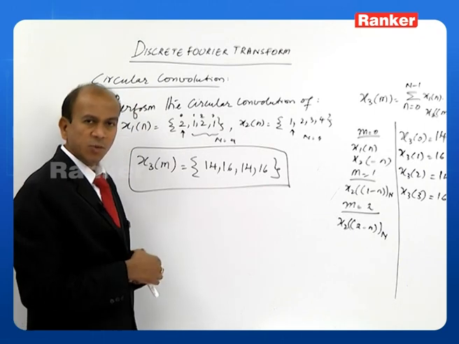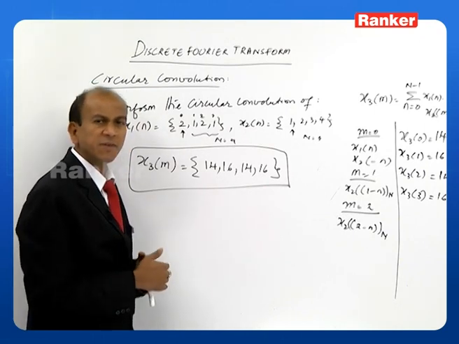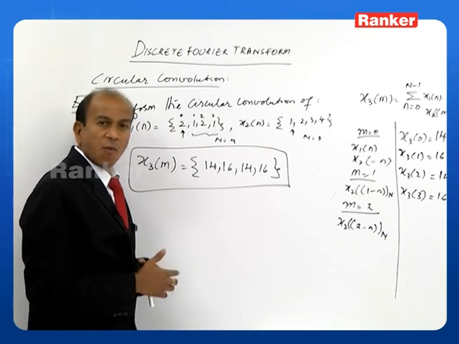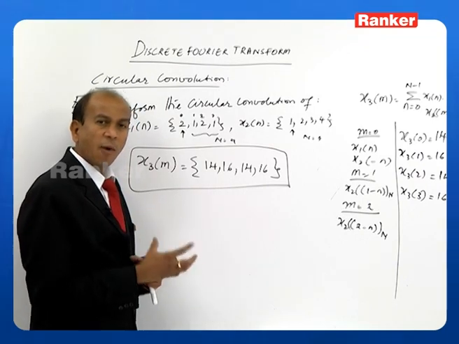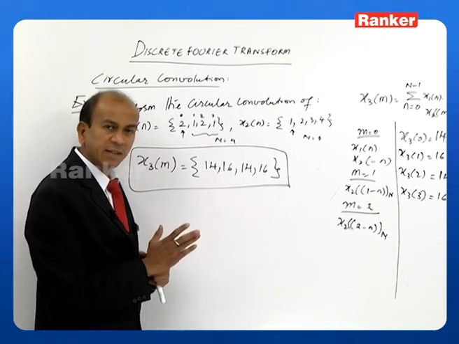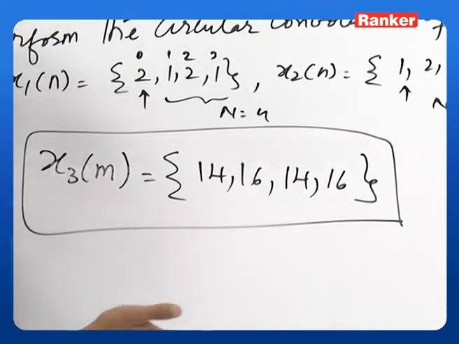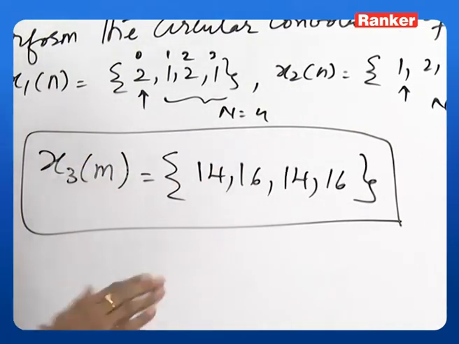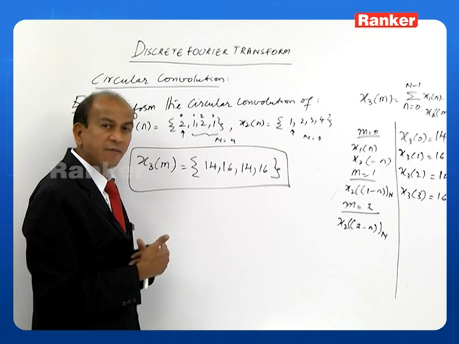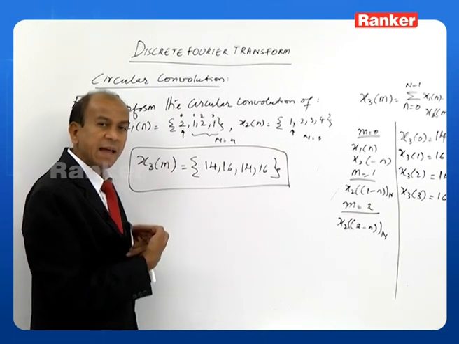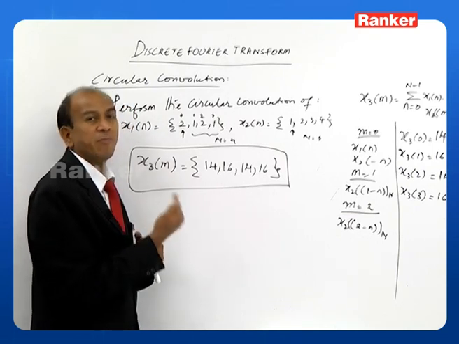Let me just summarize what we have done. So what is it we have done? The first step is we are plotting the points given in a circle. So take a circle, plot x1 of n, x2 of n in the anti-clockwise direction. That's what we have done. The second is we start with m is equal to 0, the first point. Then x2 of n will become x2 of minus n.